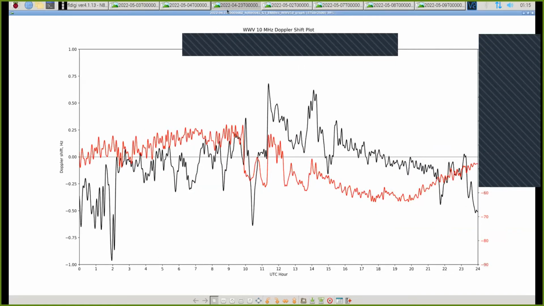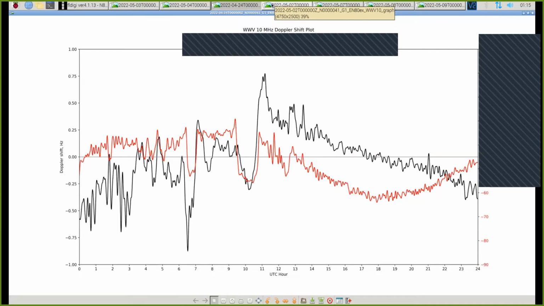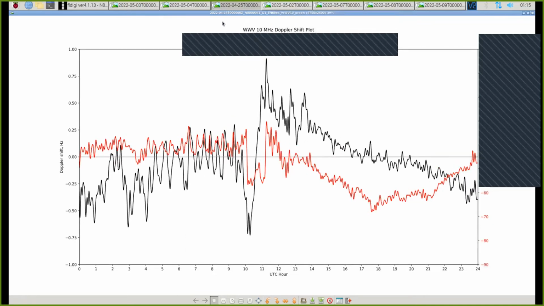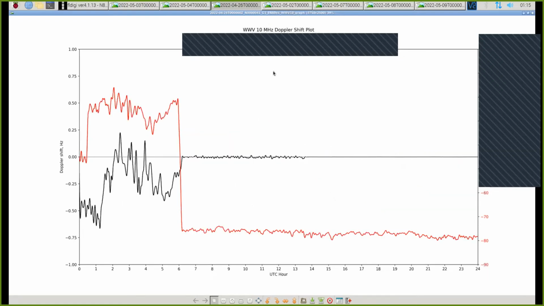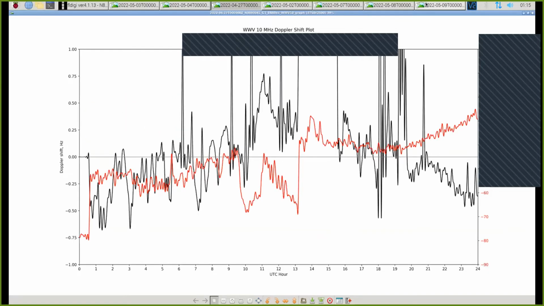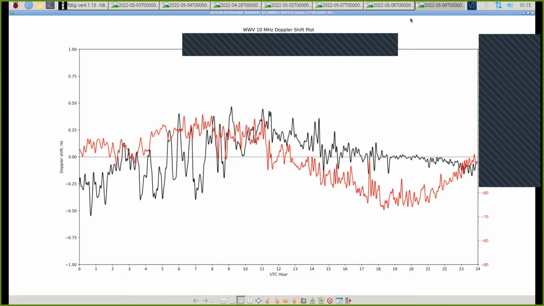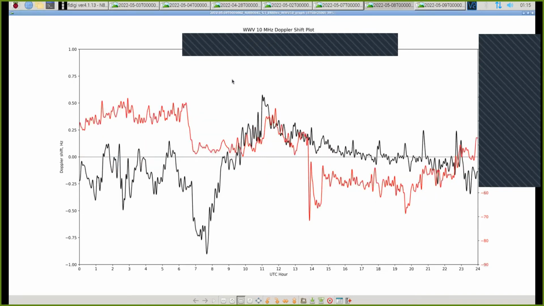Those windows that you're moving are obscuring our picture here. Bill, you're muted. We're not hearing you.